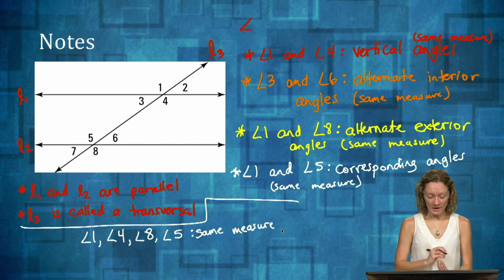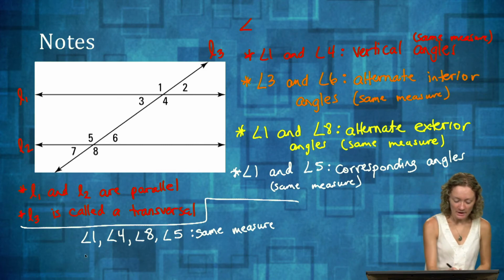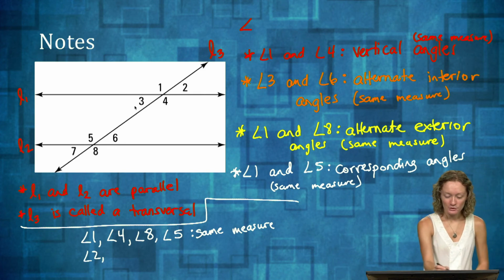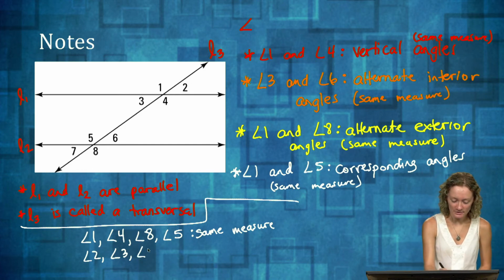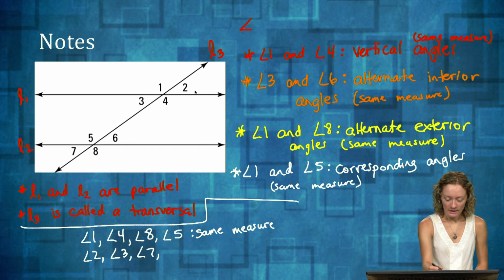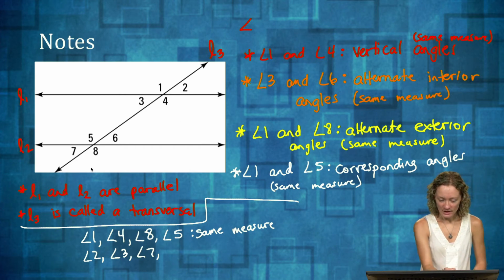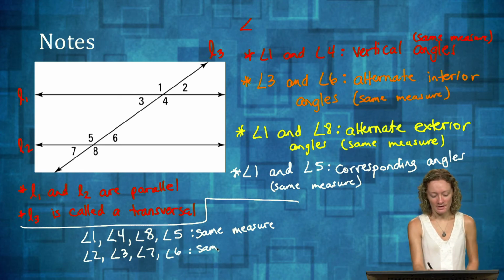We can do the same thing with the remaining angles. If we say, okay, we also have angle 2, 2 and 3 are the same because they're opposite each other. 2 and 7 are the same because they're alternate exteriors. And 2 and 6 are corresponding. There we go. So all 4 of those also have the same measure.